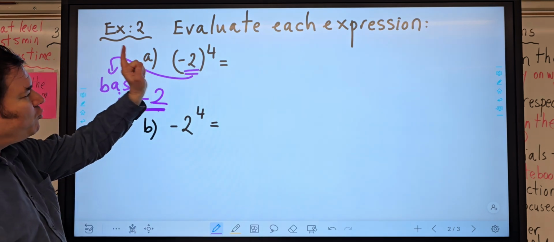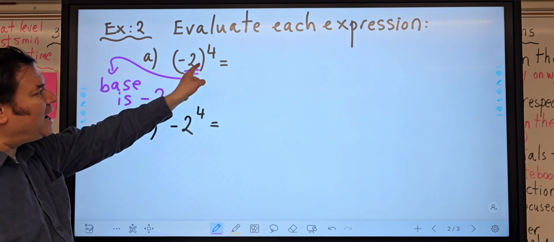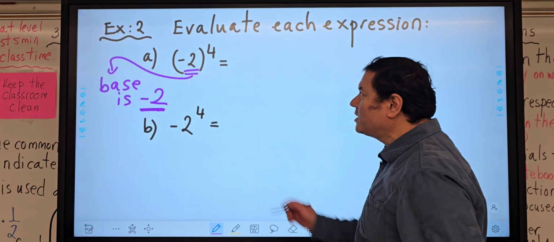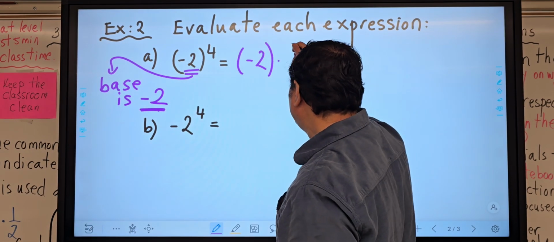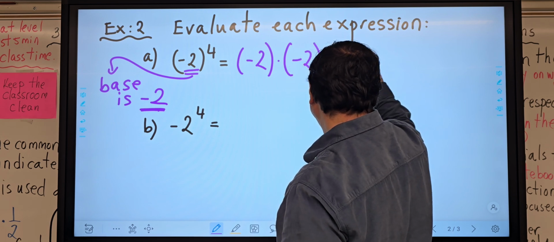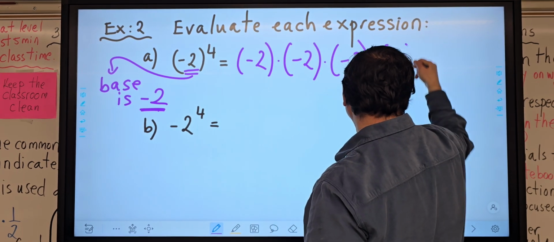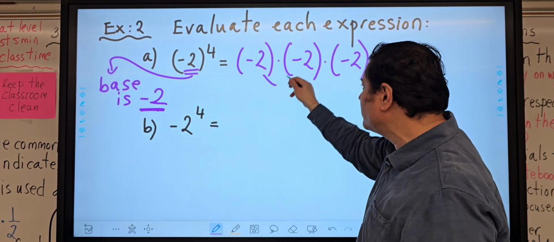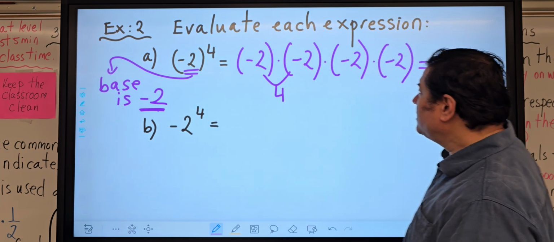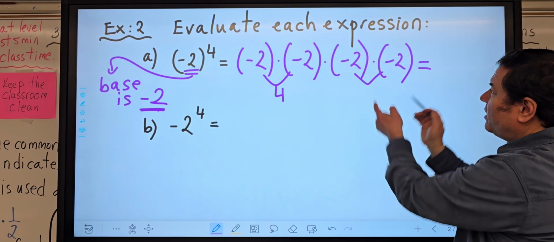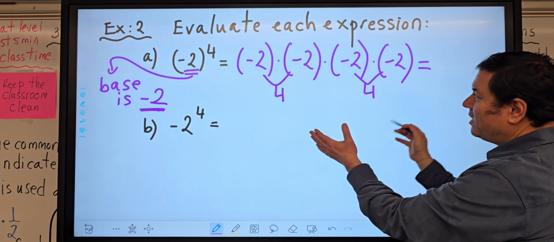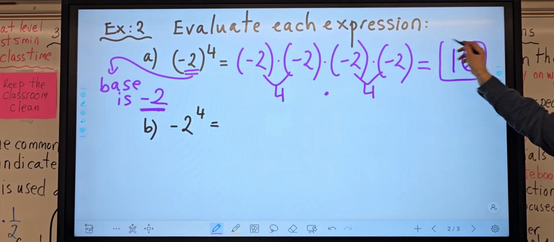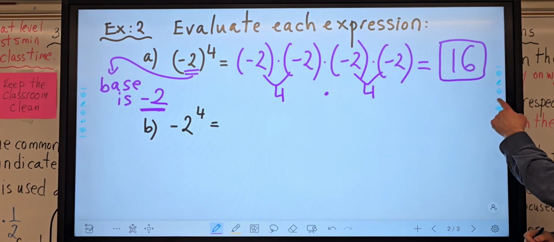And now -2 to the 4th power means the 4 is telling us how many times we have to multiply the -2. So in this case we have to multiply the base 4 times. So -2 times -2 times -2 and times -2. And now we are doing 2 at a time. So we know that negative times a negative becomes a positive, and 2 times 2 becomes 4. The same thing here, negative times a negative becomes a positive, and 2 times 2 becomes 4. And finally, we have to multiply 4 times 4, and 4 times 4 gives us 16. Okay, so the first one, the answer is 16.